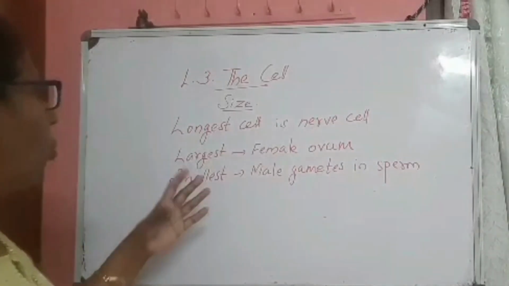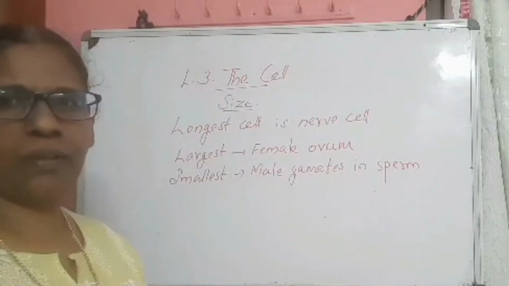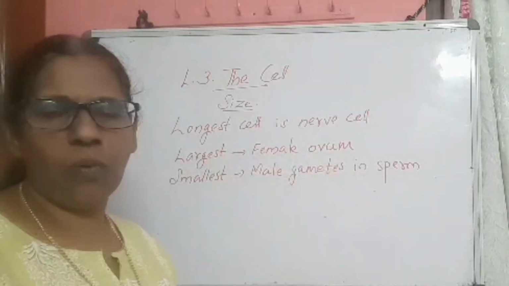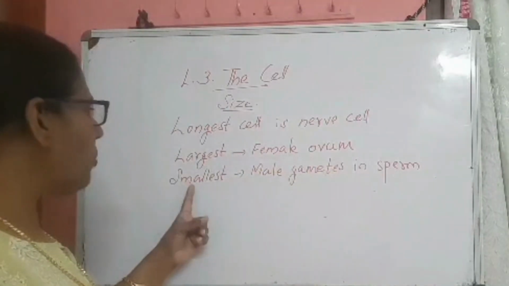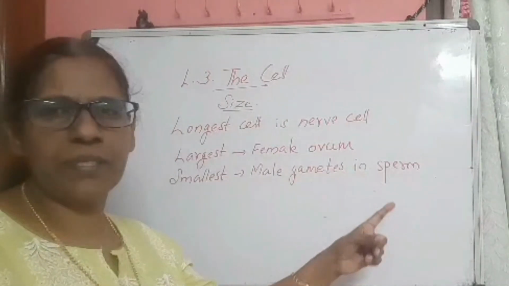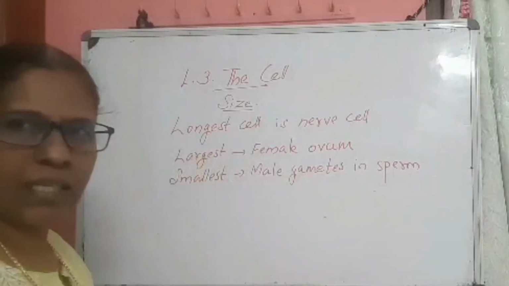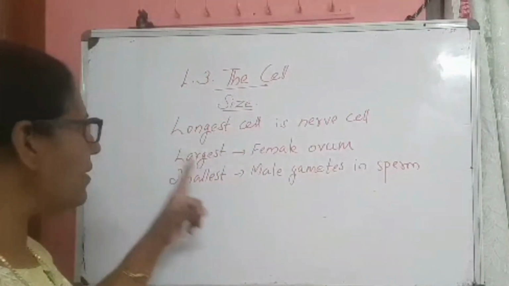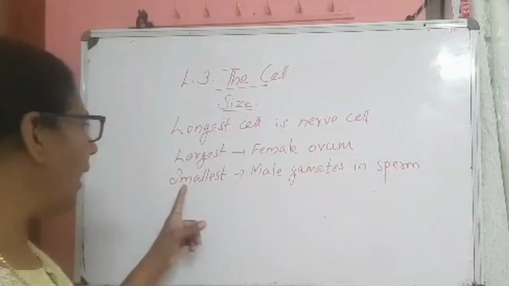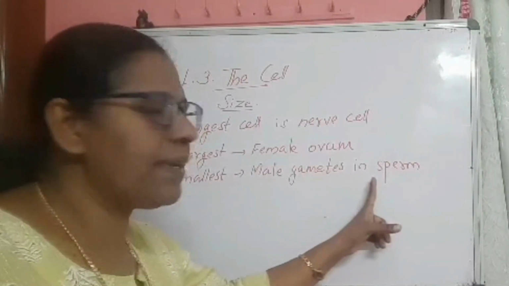Now we'll see which is the largest cell in the human body. In the human body, the largest cell is the female ovum. And which is the smallest cell in the human body? That is the male gamete, the sperm. Now you understood? The longest cell is the nerve cell.